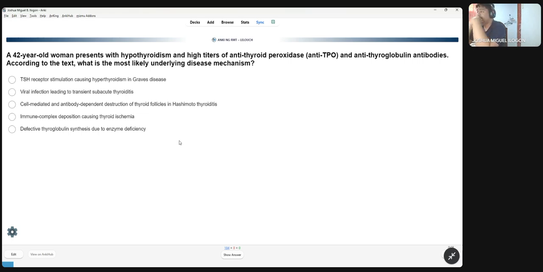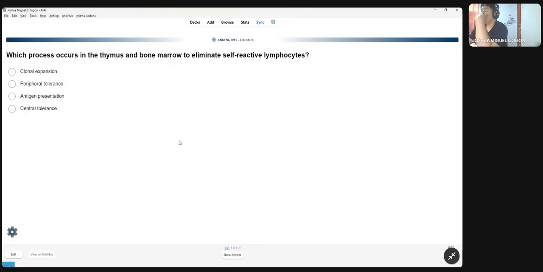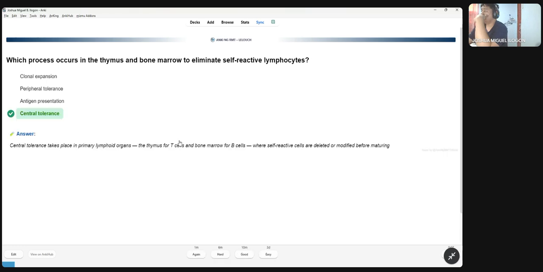A 42-year-old woman presents with hypothyroidism and high titers of anti-thyroid peroxidase, anti-TPO, and anti-thyroglobulin antibodies. According to text, what is the most likely underlying disease mechanism? It's TPO, so it's not TRAb. So it's Hashimoto's thyroiditis. See, if it's in the thymus and bone marrow, that's your central tolerance.